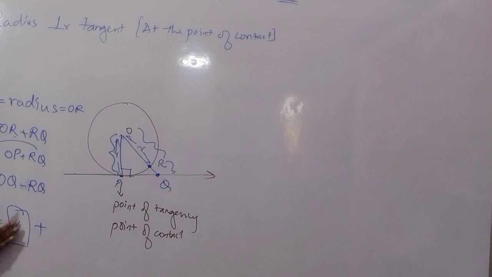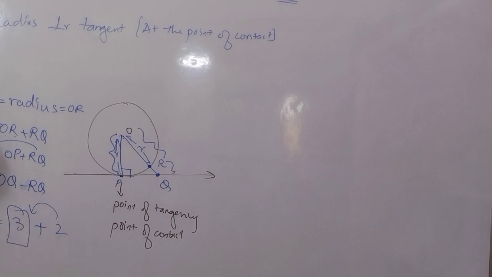Suppose I have 5 is equal to 3 plus 2. Now who is bigger? Adding 2 to 3, I get 5, which means 5 is the bigger quantity. Here also it is the same thing. If you are adding something to OP, then only you will get OQ, which means OQ is a bigger quantity.